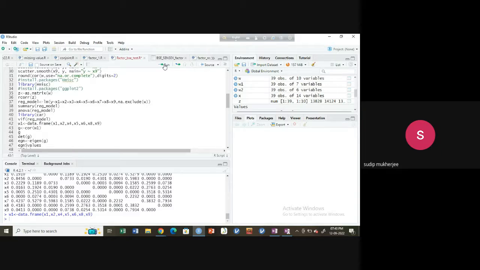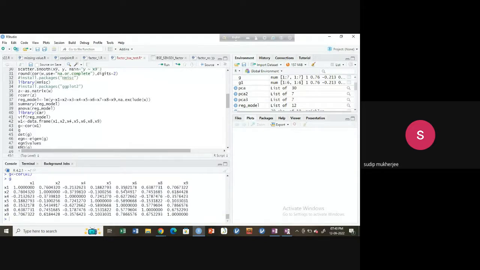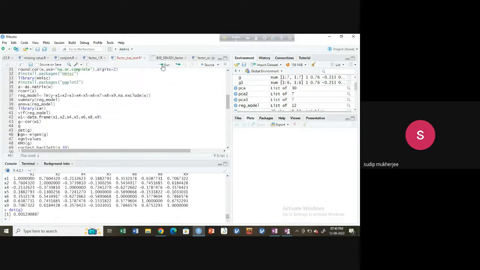As I told you, for the factor analysis, basically we start with the correlation matrix. The first step for factor analysis is to find out the correlation matrix. So the command is cor, line number 43, cor of W1. So we just run this. This is the correlation matrix. With the help of this correlation matrix, we try to calculate the determinant value of this, and it is positive. If the value of the determinant is zero, you cannot perform factor analysis. That is the problem of singularity.